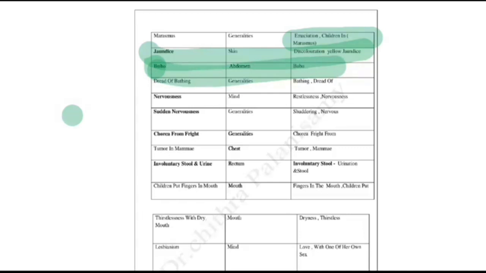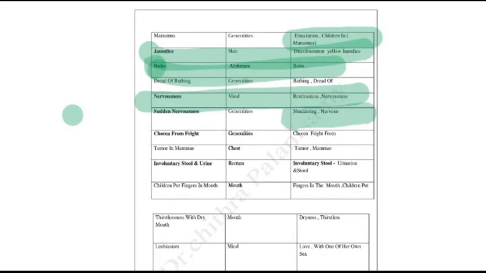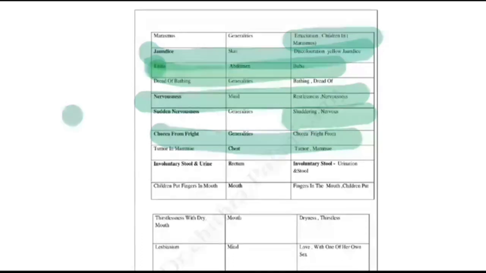Then sometimes a patient complains of dread of bathing. Usually children have this problem, so we can find it in the general chapter, bathing, dread of. Then nervous: nerves we can find in the mind chapter, restlessness, nervousness. Then sudden nervousness is present in the generalities chapter, shuddering and nervous. Chorea from fright, generalities. Chorea, fright from. This is also very important. Sometimes if you think simply, without much thinking, we answer the mind chapter, but chorea from fright is present in the generalities chapter. There are some exceptions, so we have to think very carefully.